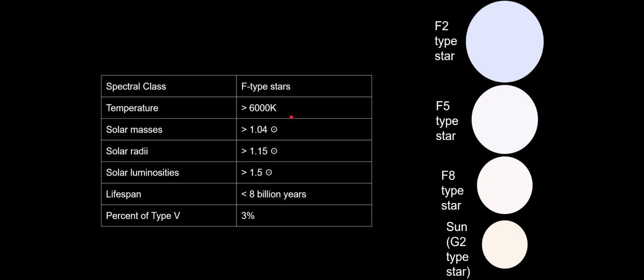The F-type stars are far more amicable, being at least 6,000 Kelvin, 1.04 solar masses, 1.15 solar radii, and 1.5 solar luminosities. They live up to 8 billion years and just barely exclude the Sun, and they make up 3% of type V stars and are white.